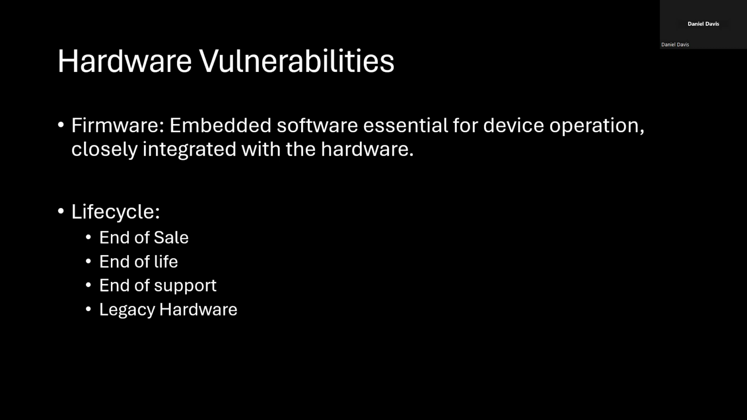Firmware. Firmware is embedded software, essential for device operation, closely integrated with the hardware. While firmware in computers and mobile devices can often be updated, updates may require manual intervention and are not always automated. Firmware has vulnerabilities. Firmware is susceptible to attacks through various means, such as executable updates, downloads of malicious firmware, or remote updates.